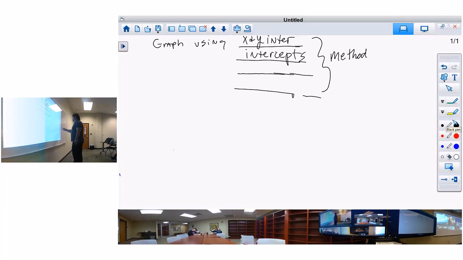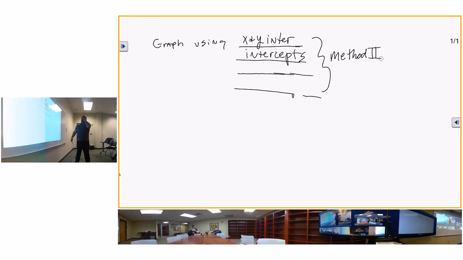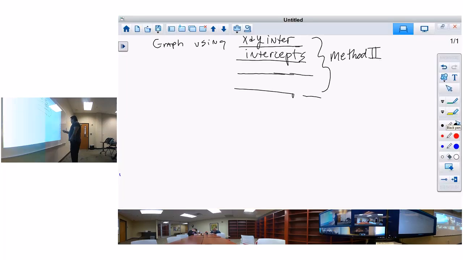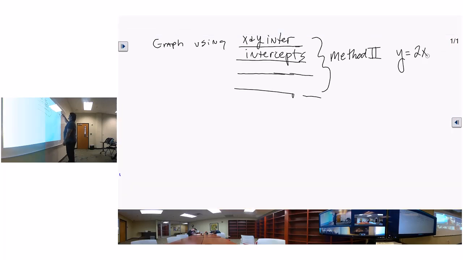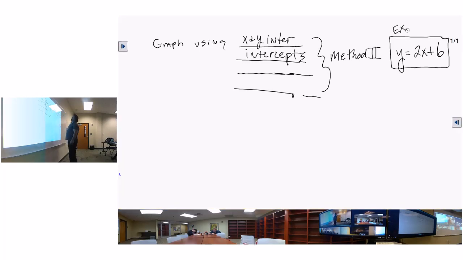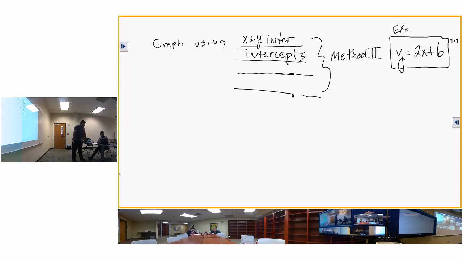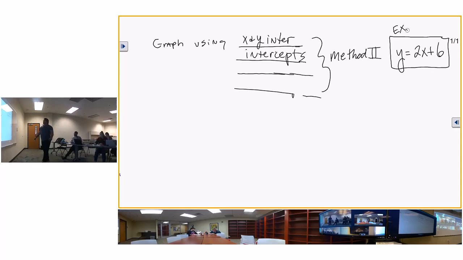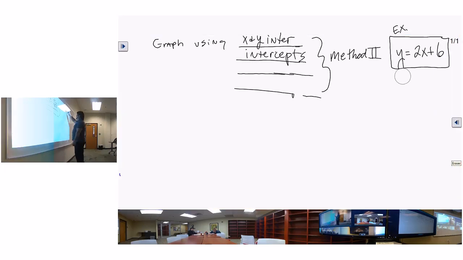All right. Method 2. And what is method 2? Method 2 is called the intercept method. I'm going to go ahead and say y is equal to 2x plus 6. Now you may have an example on your sheet. If it's different from this one, then you have 2 examples. You use this one when y is not by itself.